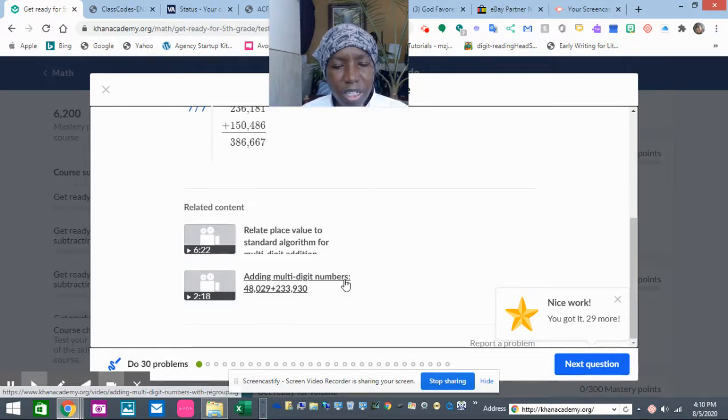Adding multi-digit numbers. Now, if you remember, I showed you that in kindergarten or first grade, when they started letting you add numbers from the left to the right. I believe it was in kindergarten. It was like 3 and 7 equal. They're teaching your child to get ready for algebra in kindergarten. They're teaching them to get ready for geometry, because they start teaching them the shapes, how to use a ruler, and how to use graphs.